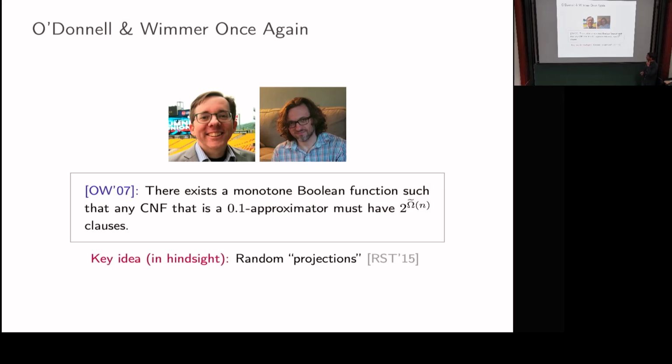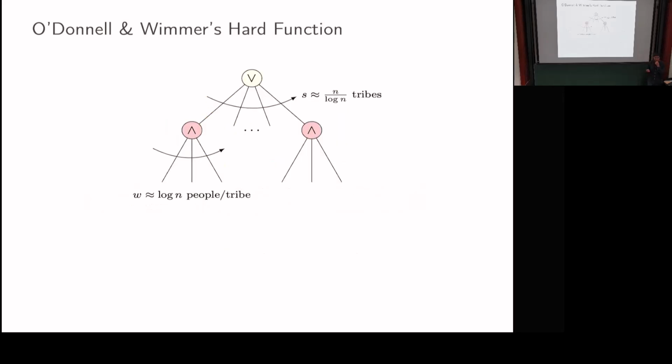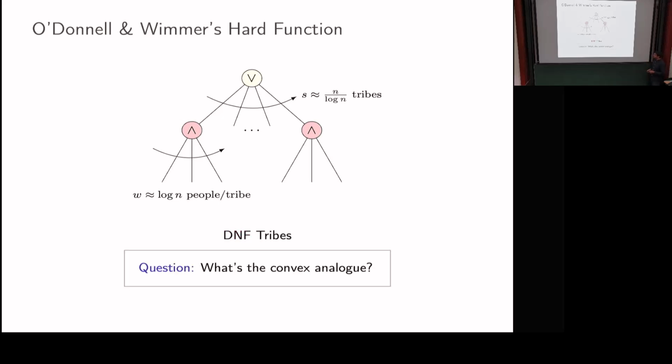But O'Donnell and Wimmer's hard function is something which we've actually seen before. The hard function they use is the tribes function. But it's not the tribes function we saw before. The tribes function we saw before was CNF tribes. The function they use is DNF tribes. So it's an OR of a bunch of ANDs. You have roughly n ANDs, and each AND is on roughly log n variables. This function is DNF tribes. And we know what the analog of CNF tribes is. We said it's a solid cube. It turns out to be extremal for the same inequalities, and so on and so forth.